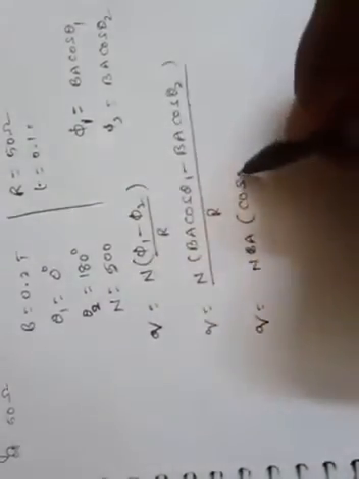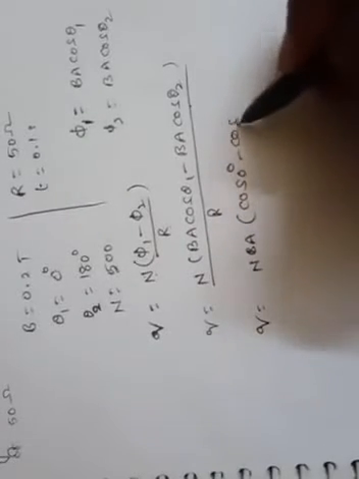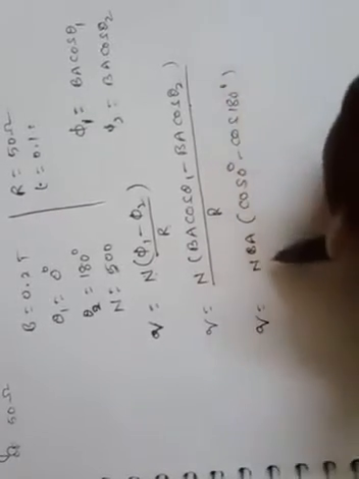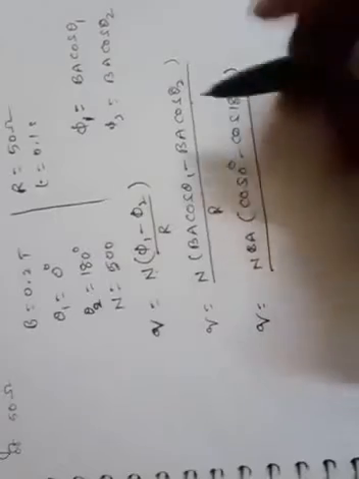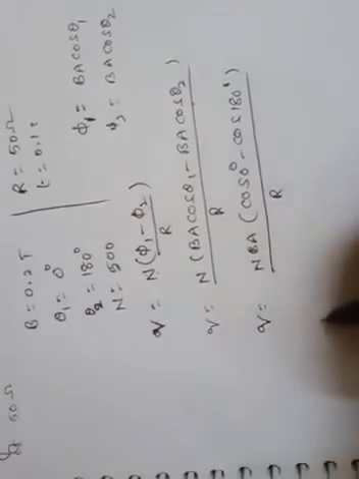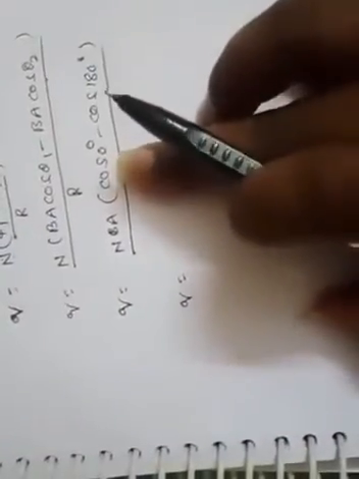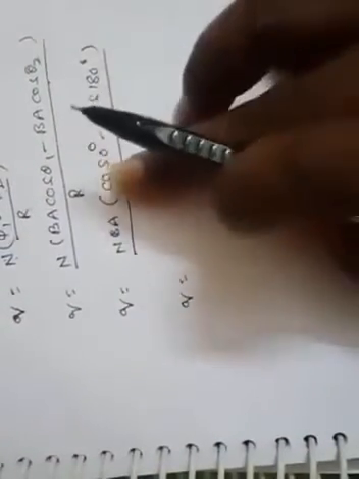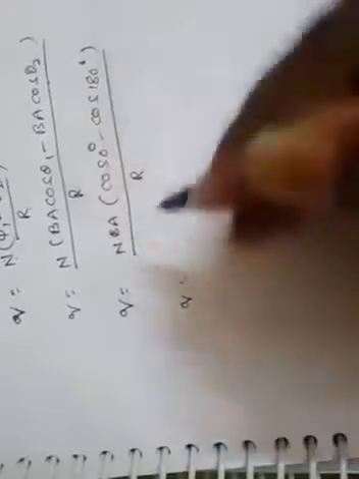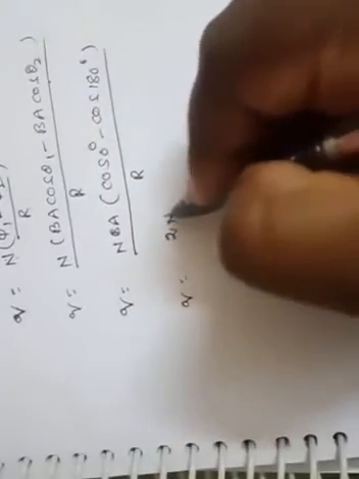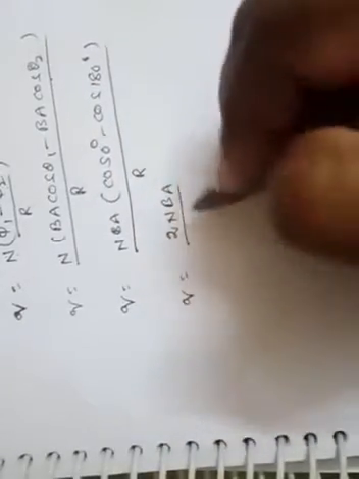What is cos theta 1? Cos 0 degrees, minus cos theta 2, that is cos 180 degrees, divided by the resistance R. Next, Q is equal to, cos 0 is 1, cos 180 is minus 1. So 1 minus of minus 1 is 2. So we can write 2nBA by R.